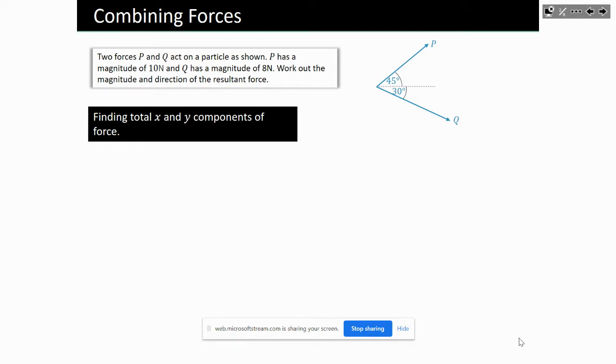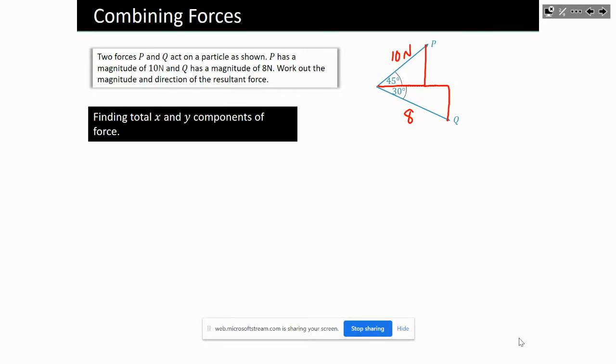What you need to do is split this up into their ij or xy components. So your force P has a magnitude of 10 newtons. If I split it up into its components, that should help. And your force Q has a magnitude of 8 newtons. We need to work out the horizontal and the vertical components of that. So let's do P first.